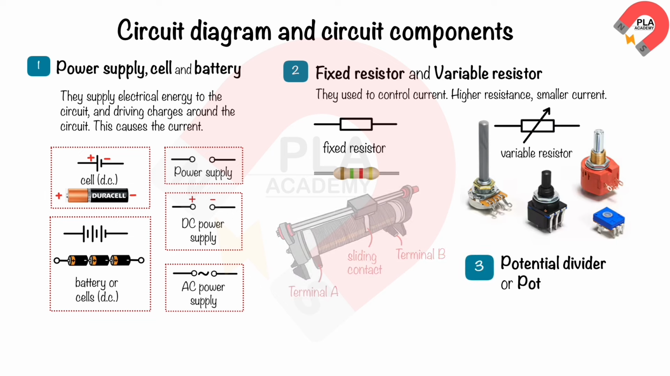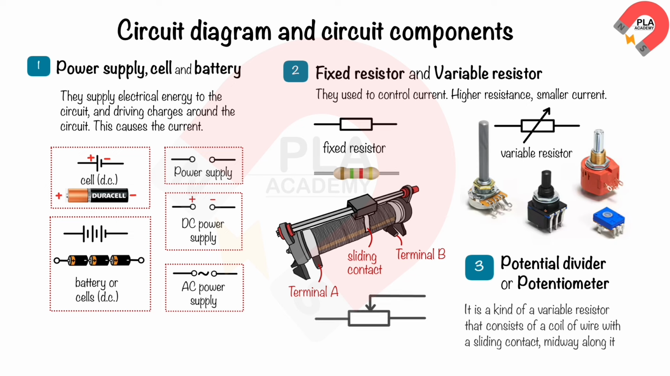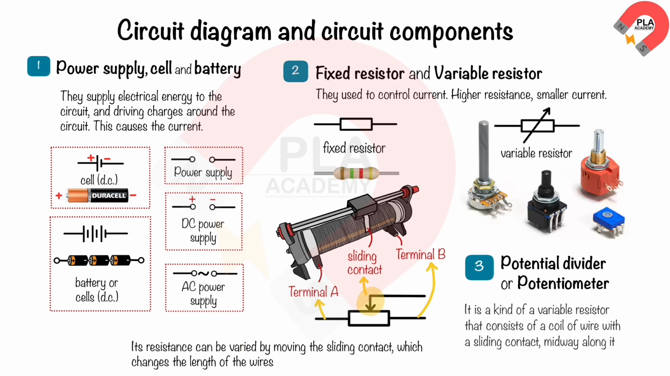Potential divider or potentiometer. It is a kind of variable resistor that consists of a coil of wire with a sliding contact midway along it. This is the symbol of a potential divider or potentiometer. Its resistance can be varied by moving the sliding contact, which changes the length of the wire and the resistance of the potential divider.